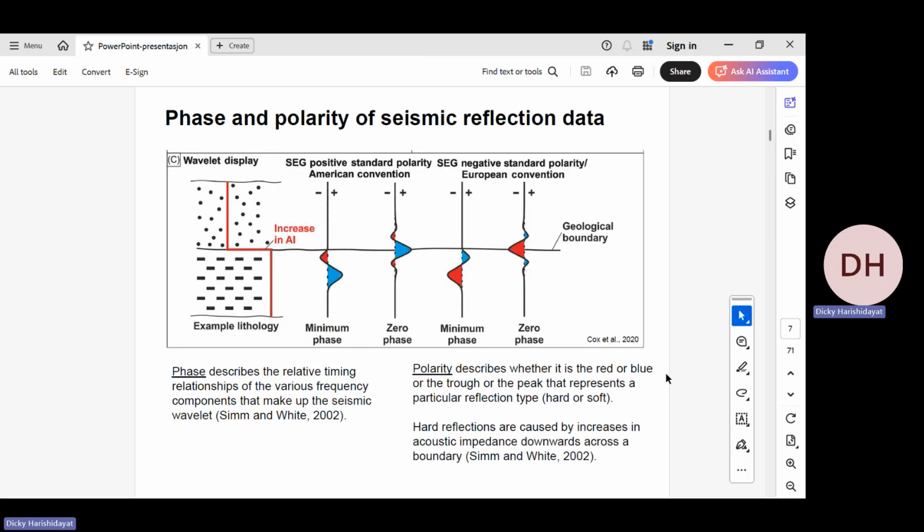Next, there are some conventions on the phase and polarity of seismic reflection data. For example, in the SEG positive standard polarity, an increase in acoustic impedance is represented by either a zero phase or the minimum phase. But in the SEG negative standard polarity, an increase in acoustic impedance is represented as a trough in zero phase and minimum phase.